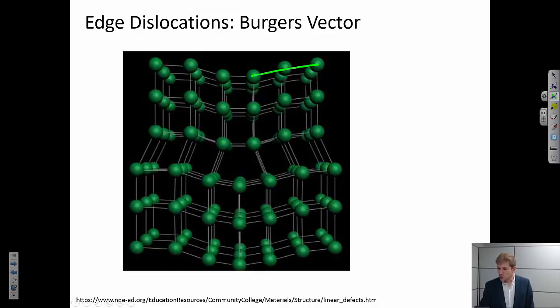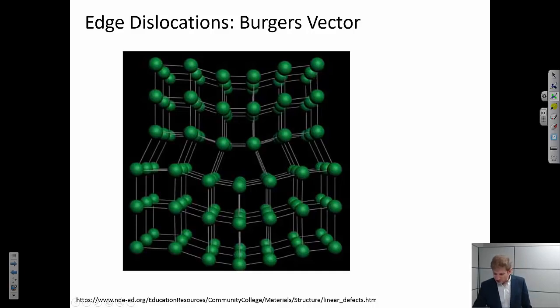If I go 2 to the right, 2 down, 2 to the left, and 2 up, then that will form a closed circuit. If I, however, tried to do the same thing around a dislocation, that circuit will no longer close. And the Burger's vector is the vector that completes the circuit, essentially. So the first thing that we need to do is identify the dislocation itself.